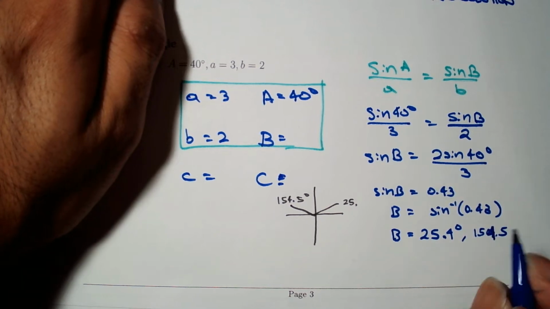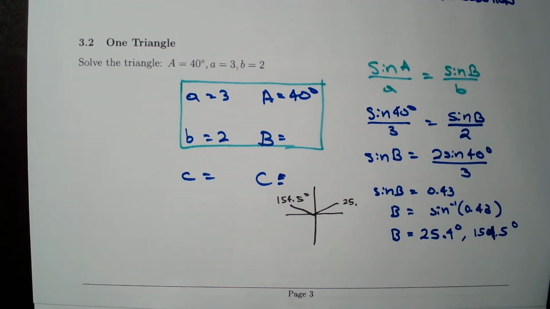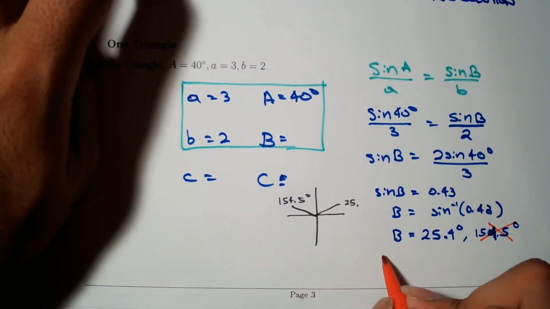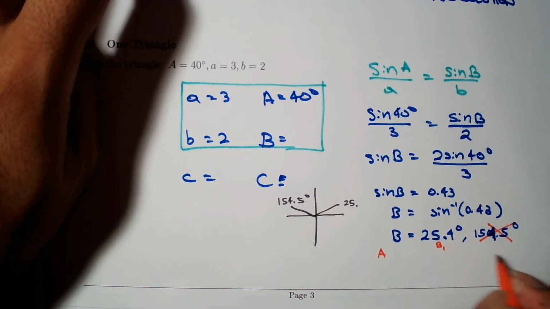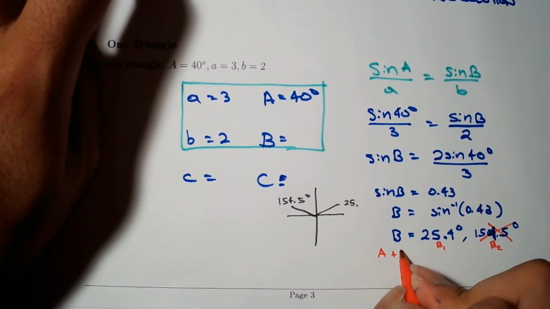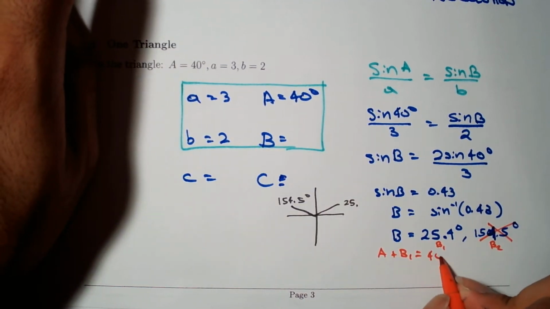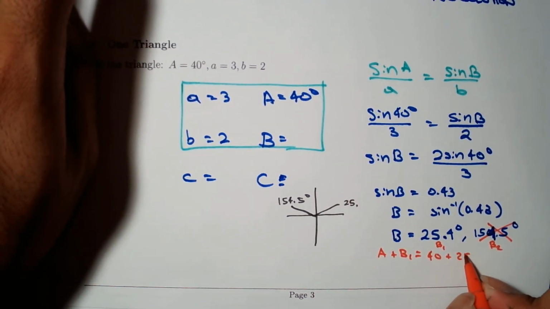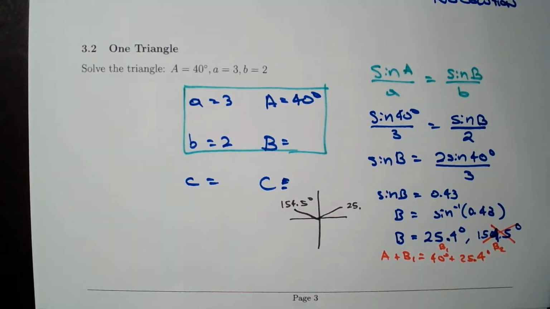154.5. However, one of them will be ruled out. Which one? This one, I'm going to rule it out. And the reason for this is because when I add A plus, let me call this B1 and B2. A plus B1 equals, so A equals 40 plus 25.4. Actually degrees, don't forget the symbol.